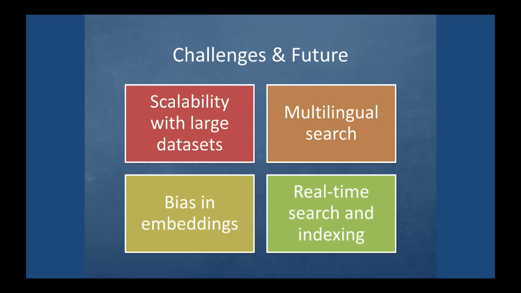And of course there are a few challenges and future work. For example, if your database is really large, there is a problem with scalability. And also there is some research going on in multilingual search. For example, you search in one language and then you try to match the synonym in another language. And also there is a bit of a challenge with bias in embeddings, and also in real-time search and indexing. There is some research going on, but these are still a few challenges with sentence embedding.